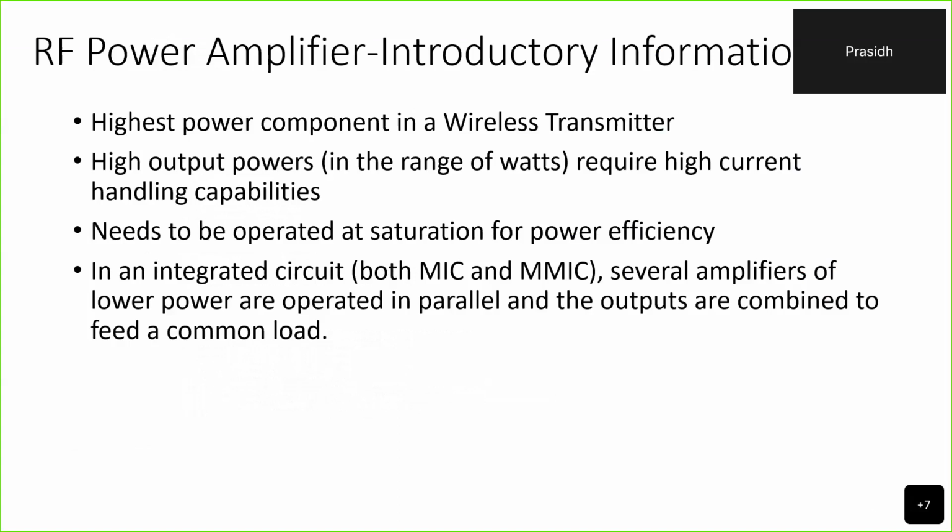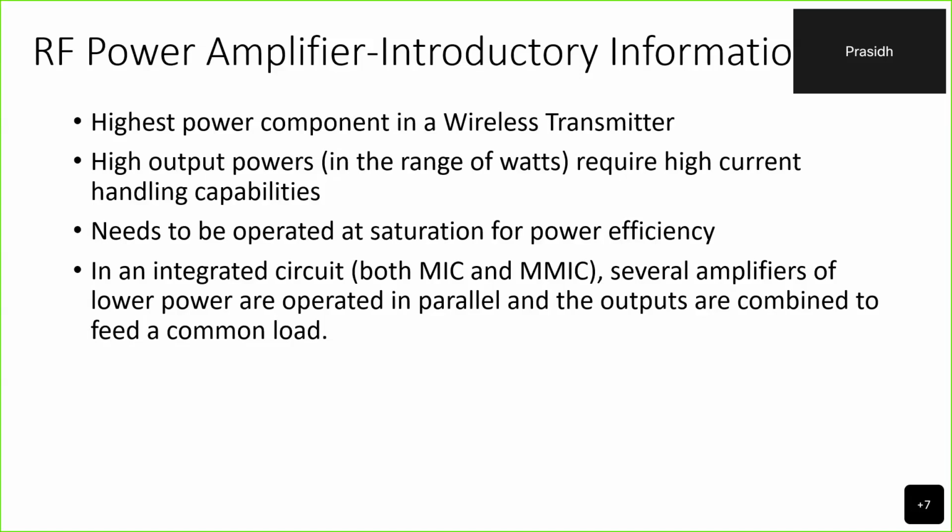First of all, the RF power amplifier. If we look into the block diagram of a wireless transmitter, this is what consumes the highest power. It is the RF power amplifier which boosts the signal, so that one can get the wireless communication range. From a circuit perspective, high output powers imply high current handling capabilities. If we look into typical transistor structures, high current handling capability implies that the channel current the transistor should handle is quite high, which can range to amperes.